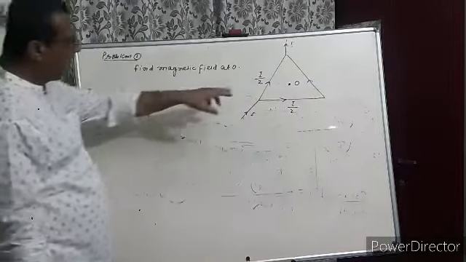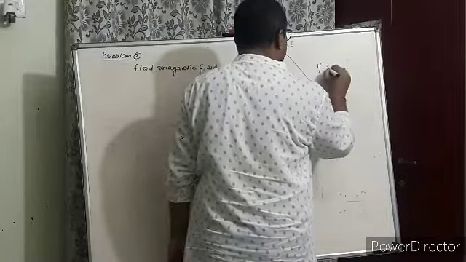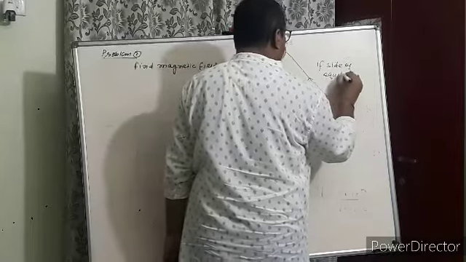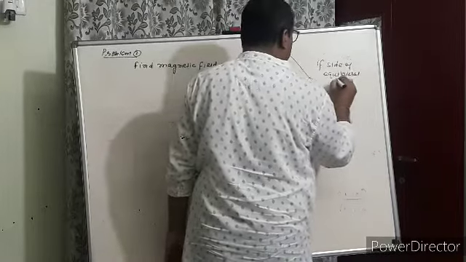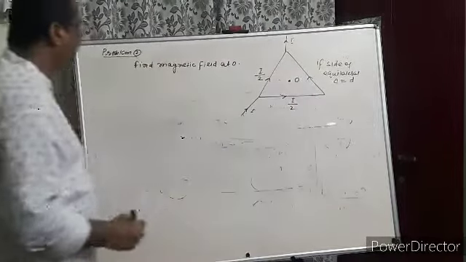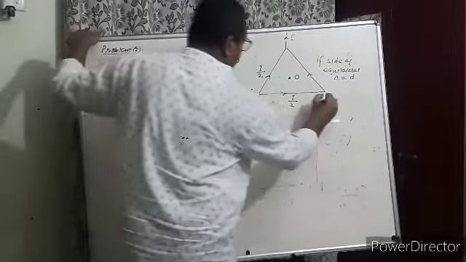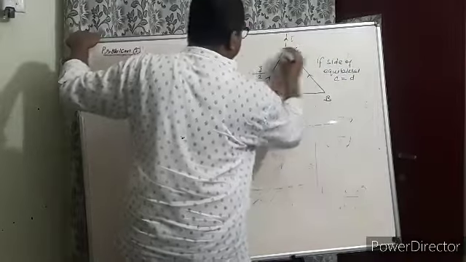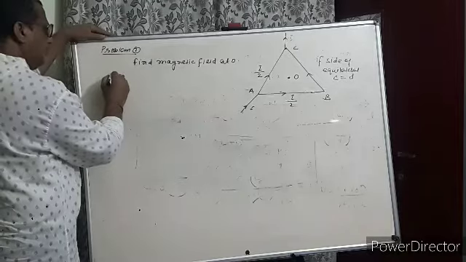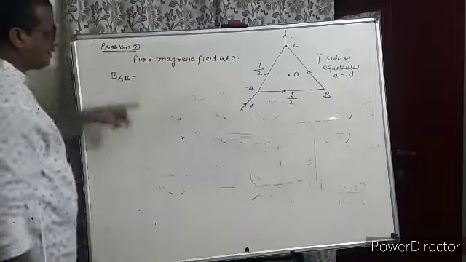Now you have to find the magnetic field at O if the side of the equilateral triangle is equal to d. So first of all we indicate A, B and C. Magnetic field due to AB. This is a straight wire.